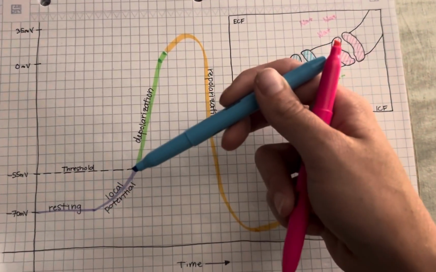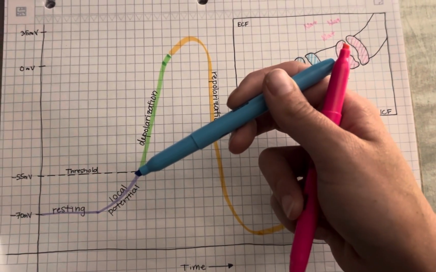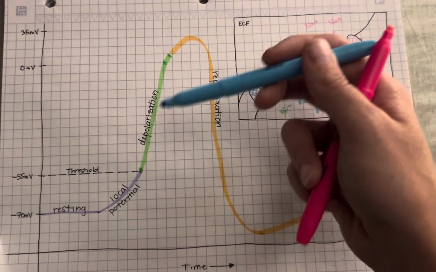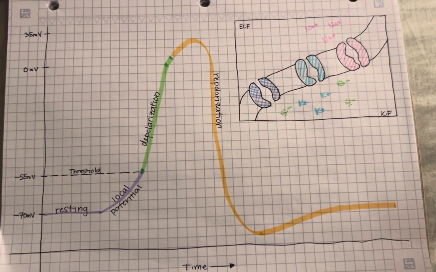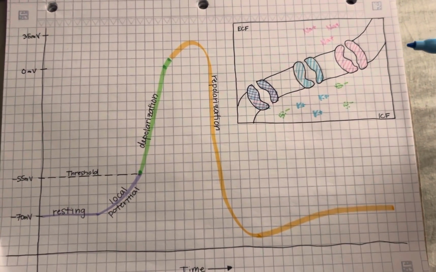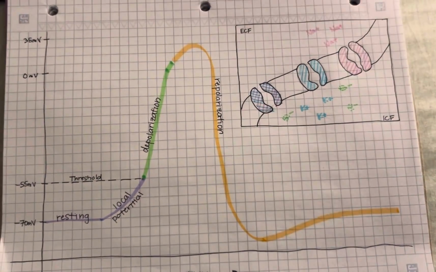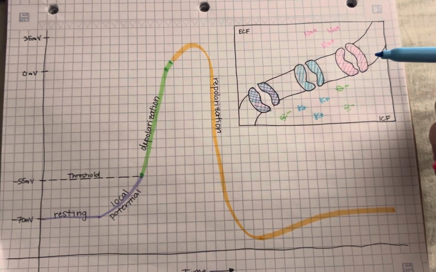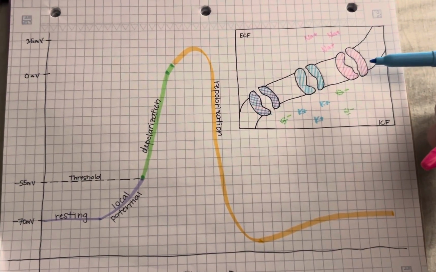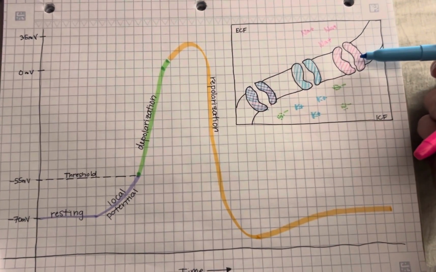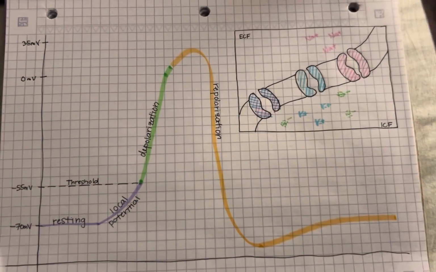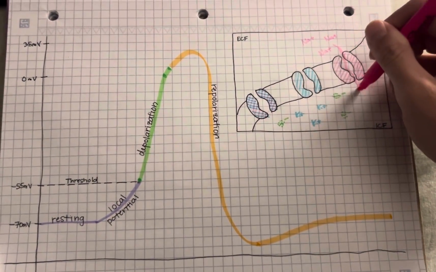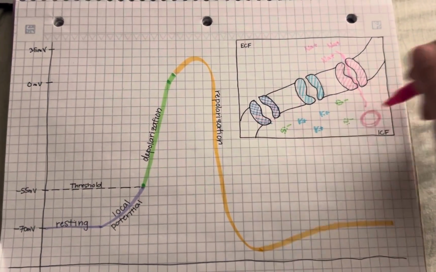When it does hit that negative 55 millivolts, and we hit that threshold, that's when depolarization happens. Now, in depolarization, you see the sodium and potassium gates open. So you're first going to see the sodium gate open, so our pink here, and our sodium is going to rush in and fill this space.